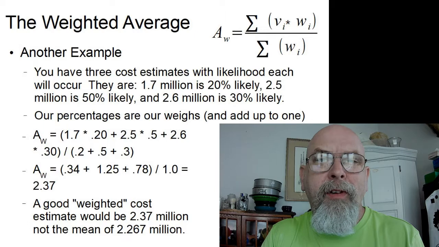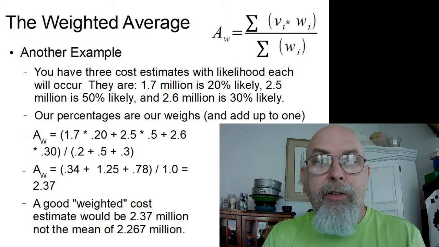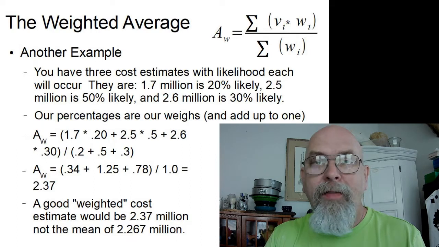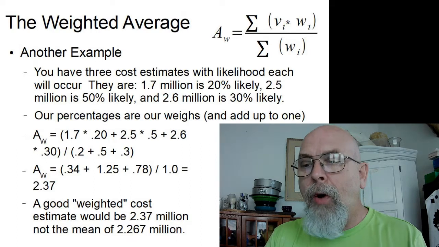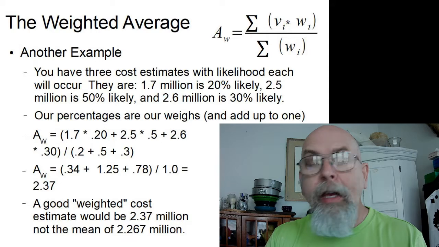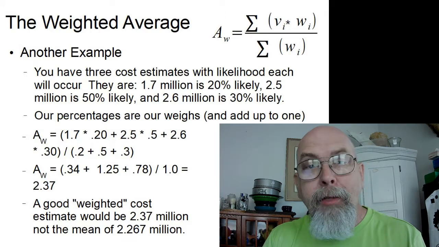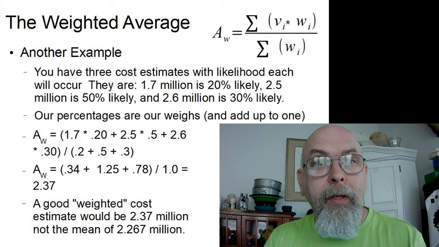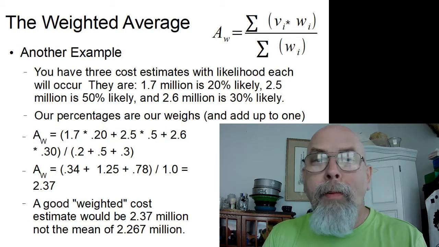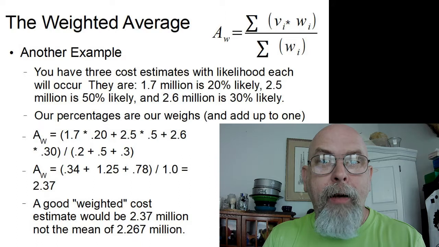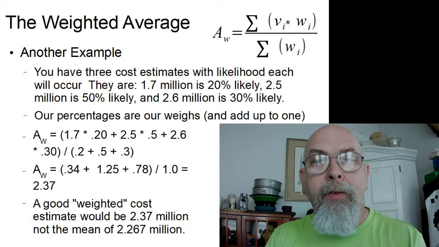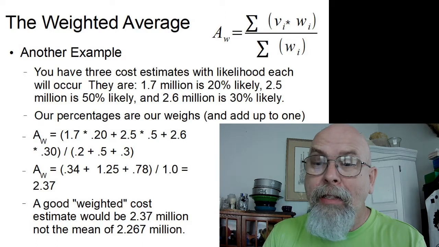Because these estimates are in millions, fractional millions, tenths of millions, I went ahead and calculated it using that instead of adding all the zeros. So our weighted average would be $2.37 million. I'd probably look at management if I were the person doing this estimate and say, that's probably about $2.4 million, because we can round the 2.37 up, and it's just a guess anyway.